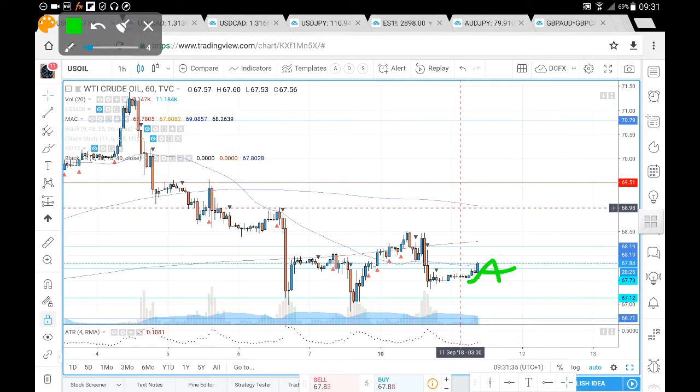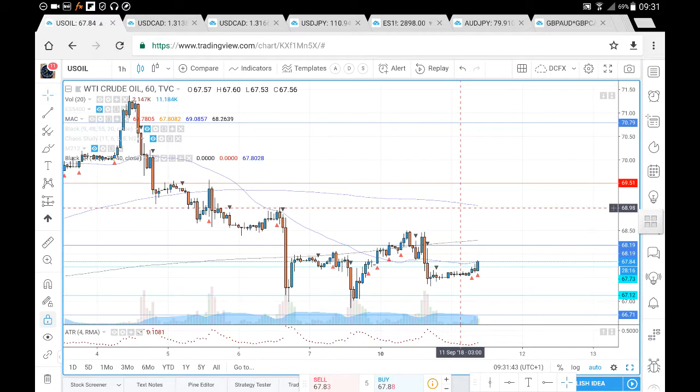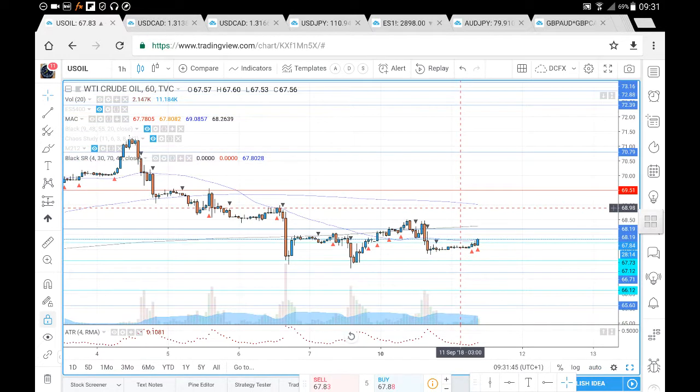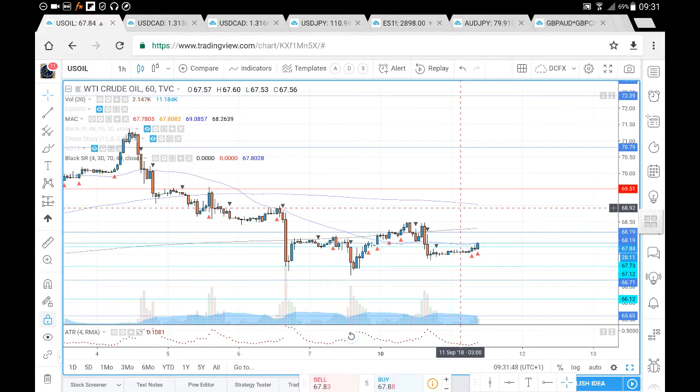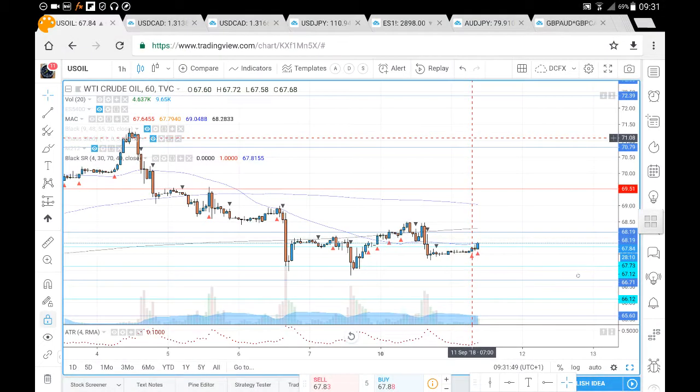If, however, we do fail to hold the 67.73, the very next level of note is 67.12. Successful break from which we then look for price headed down towards that 66.71. And if we do see further accelerated momentum here towards the downside beyond the 66.71, the very next level of note is a move down towards that 66.12 and 65.60 here on the US oil.